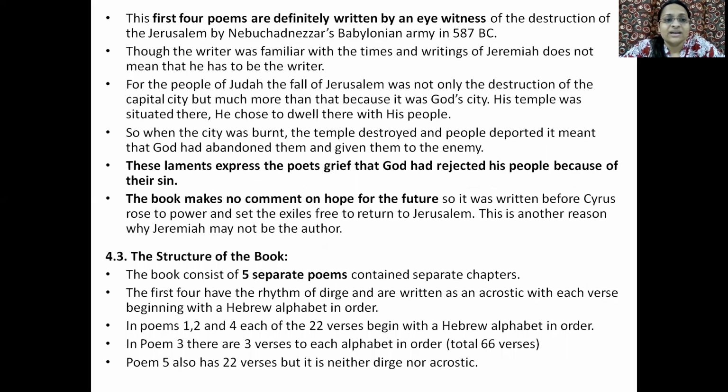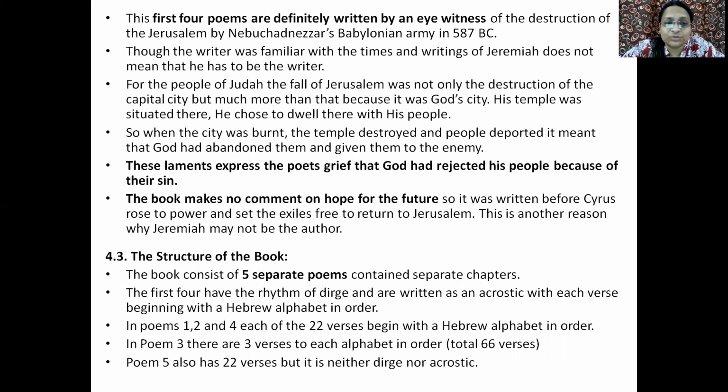Okay, let's move ahead. The first four poems are definitely written by an eyewitness of the destruction of Jerusalem by Nebuchadnezzar's Babylonian army in 587 BC. So somebody who has seen the whole destruction happening with his own eyes, the eyewitness, has written the first four poems of Lamentations. Though the writer was familiar with the times and the writings of Jeremiah, that does not mean that he would be the writer. It can be somebody else also living at that time.